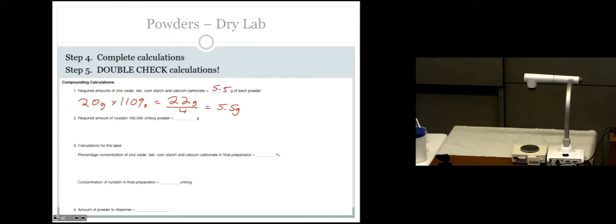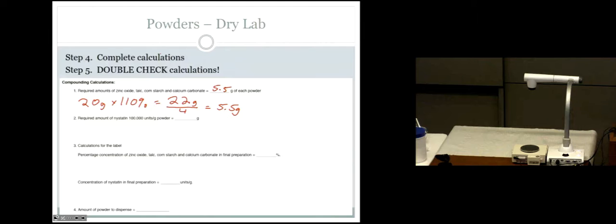You get 5.5. I'll try not to say my answer quite so quickly. I really do want you to do the math yourself. This math isn't hard, but I want to make sure you understand the procedures. Easy breezy. 4 out of the 5 calculations are done. We need 5.5 grams of each of those 4 base powders. All right, so let's move on to the required amount of nystatin.